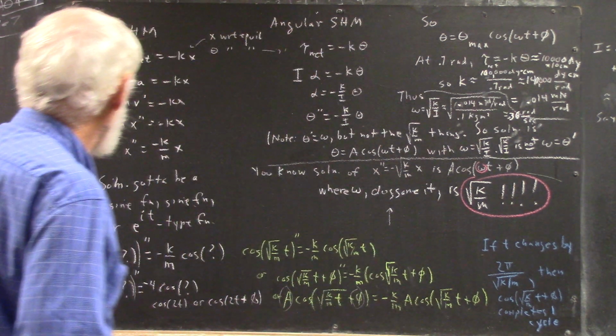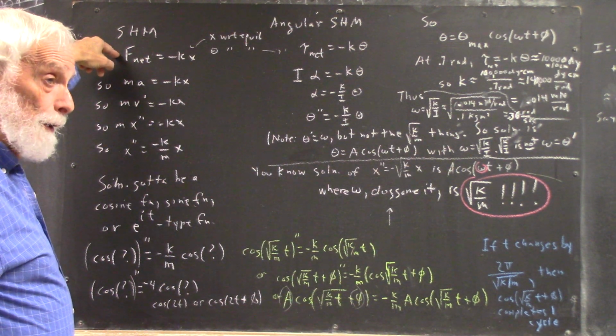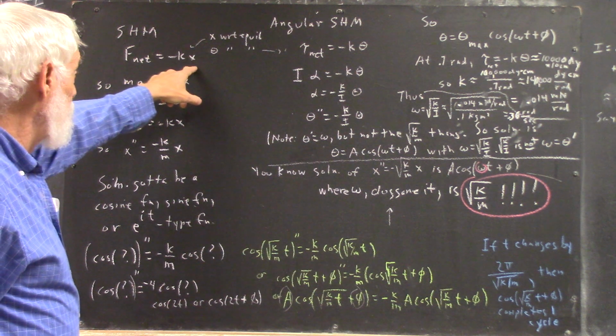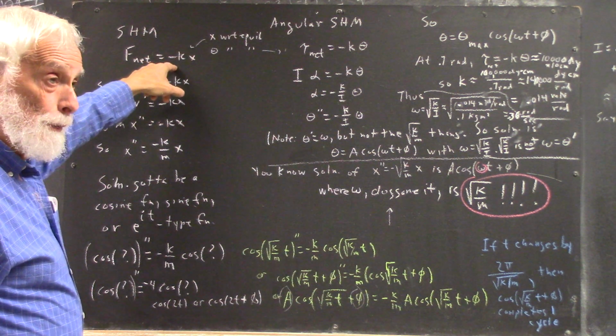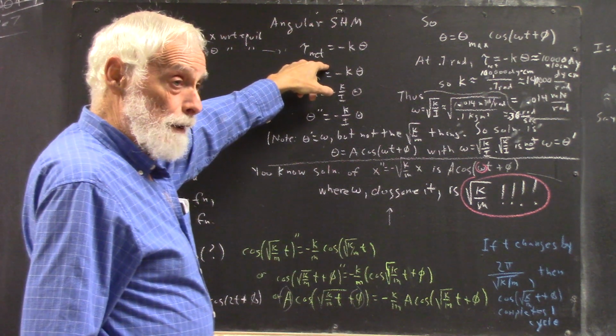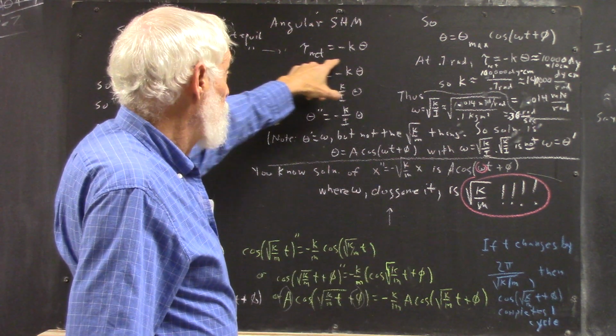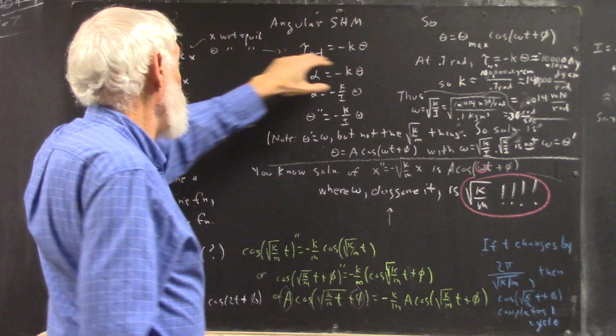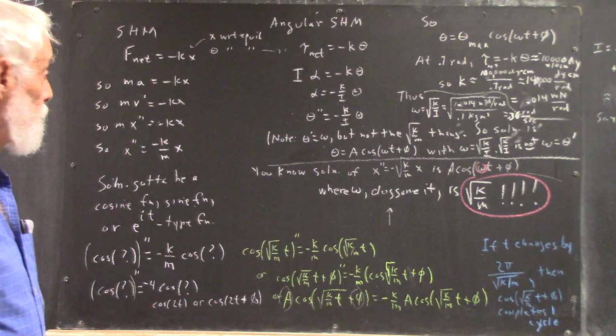So we went back to simple harmonic motion. Basic premise, F net is negative kx, where x is your position with respect to equilibrium. And the analogy for angular simple harmonic motion, which is what we're talking about, net torque is negative k theta, where theta is measured with respect to its equilibrium position.